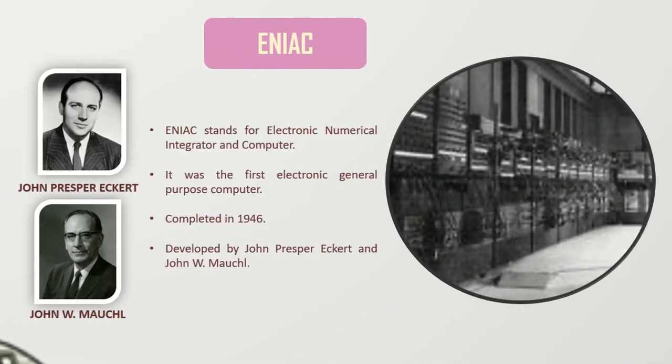After the invention of the Z1, John Presper Eckert and John W. Mauchly came out with their idea to invent ENIAC. ENIAC stands for Electronic Numerical Integrator and Computer. The best part about ENIAC is it was the first electronic general-purpose computer at that time. The invention of this ENIAC was completed in 1946.